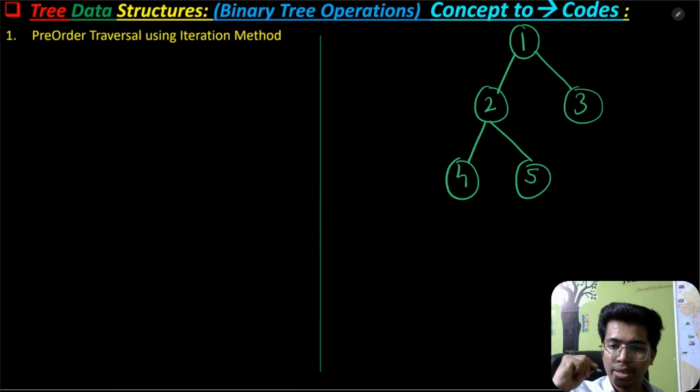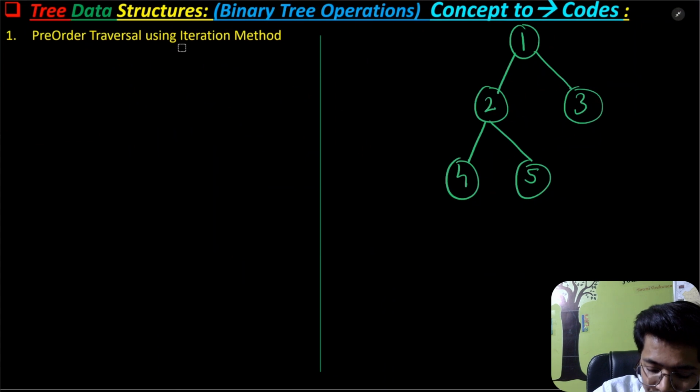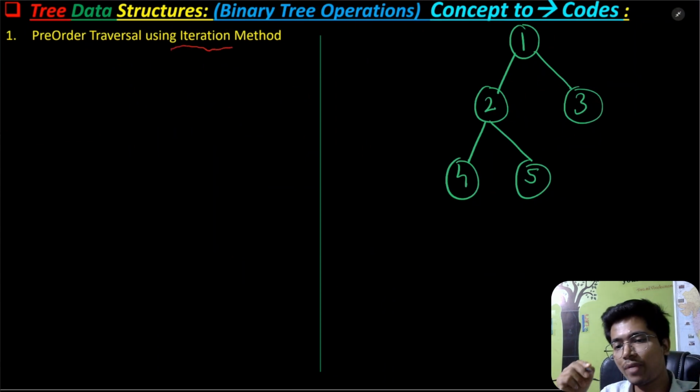So dear world, welcome back. In today's video, we will understand pre-order traversal using the iterative method. Previously, we observed that we applied pre-order traversal using recursion. Today we'll be observing the iterative method. You might be thinking, what is this iterative? In childhood we have observed the for loop again and again. That is the iteration method.